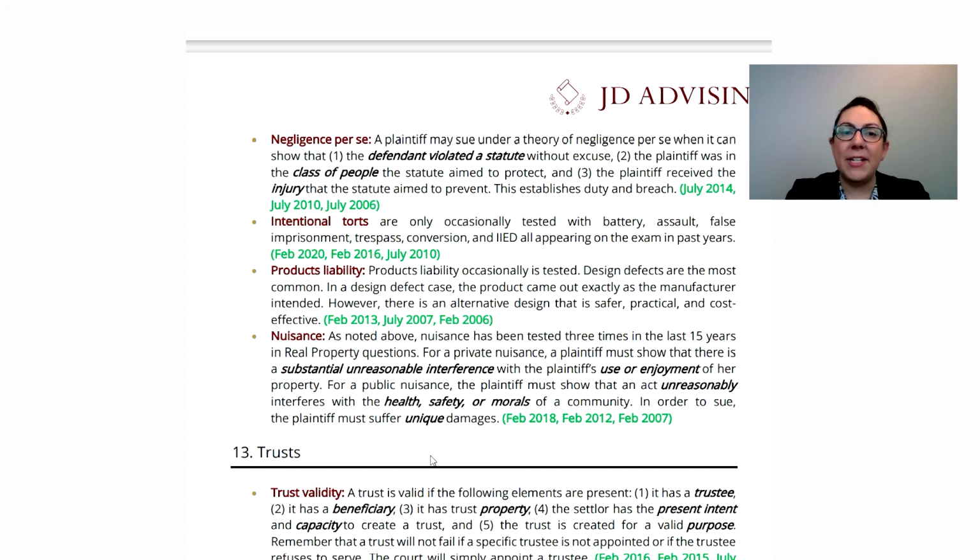Products liability we've seen tested a few times. When they test products liability, they're often looking for a very certain response. They often look for you to discuss whether the defendant is strictly liable for the defective product, or could the defendant be negligent for this defective product, and you often need to include a discussion of both.